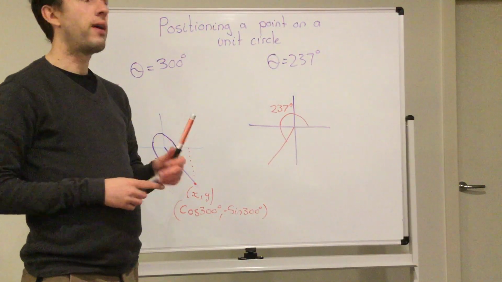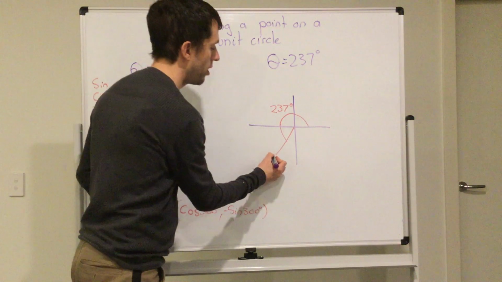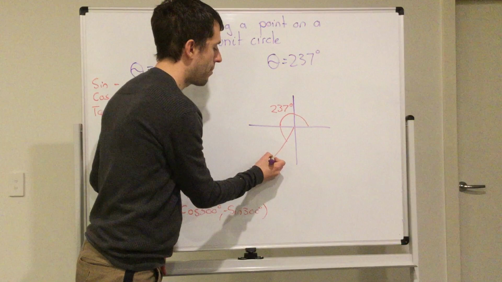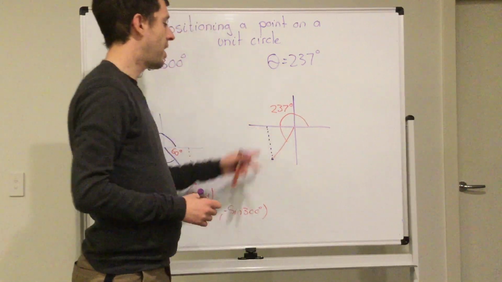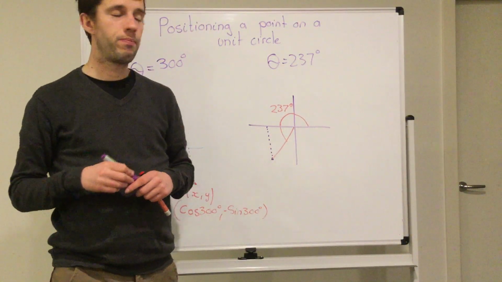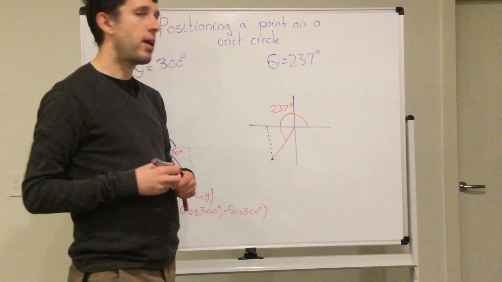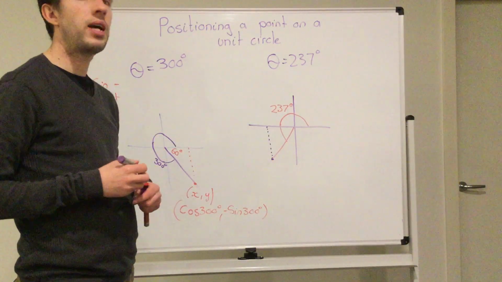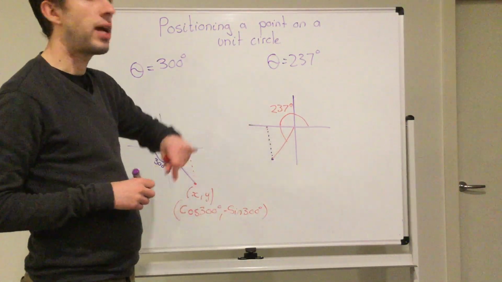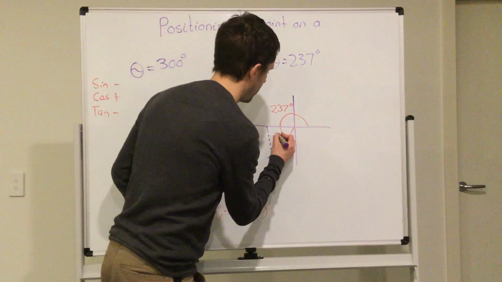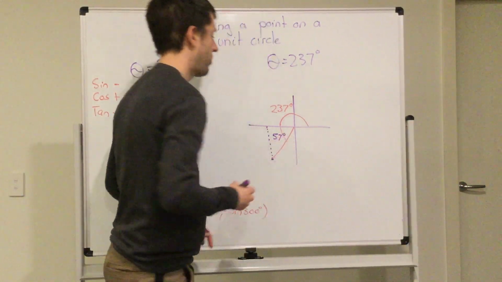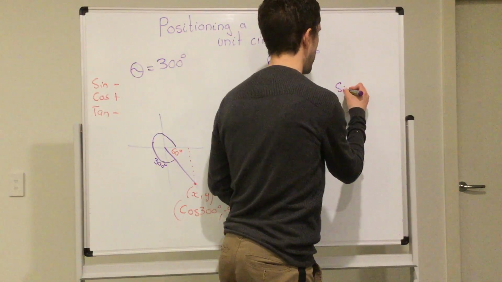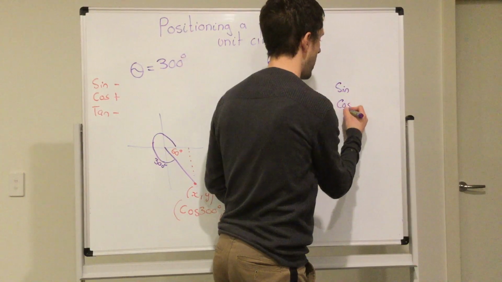Remember, we are trying to find the point on the unit circle. So if my circle is there, I then need to go up to the x-axis, and that's the triangle I am looking at. The first thing to think about is what this angle is in here: 237 minus 180, since a straight line is 180, equals 57 degrees.